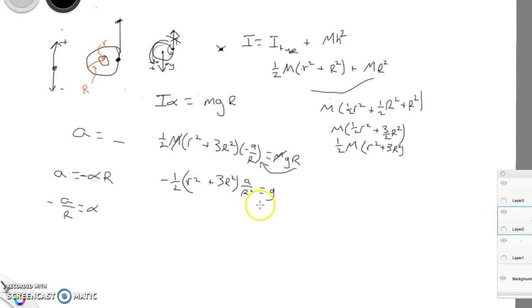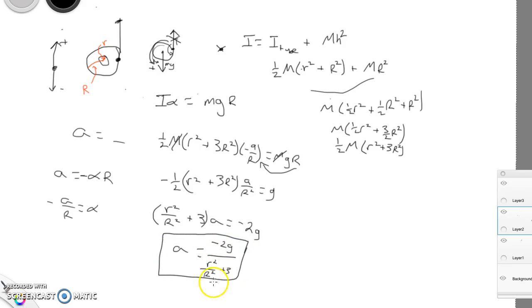And let's multiply by -2 to the other side to get rid of this negative 1/2. So r squared over big R squared plus 3 times a equals -2g. I'll divide this over and get that a is equal to -2g over little r squared over big R squared plus 3. Okay, so that is our acceleration, and hopefully we'll get that using the other two methods.